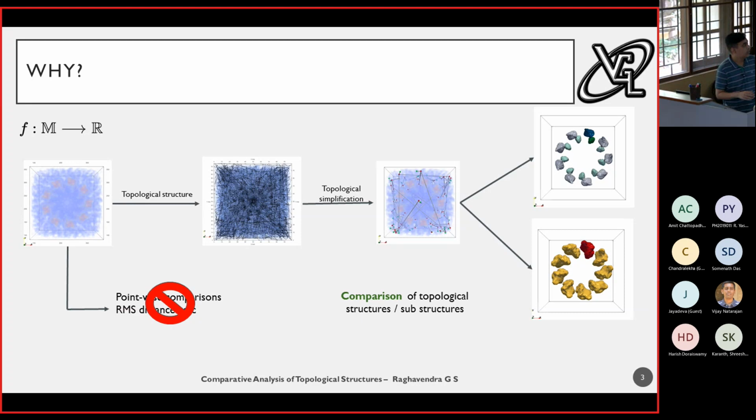So that is what we are worried about. The first two steps of this pipeline have been well studied: the construction of the topological structure and also the simplification. So we are more worried about the last stage here, which is comparing the topological structures or the substructures in such a way that we can gain some insights about the data.